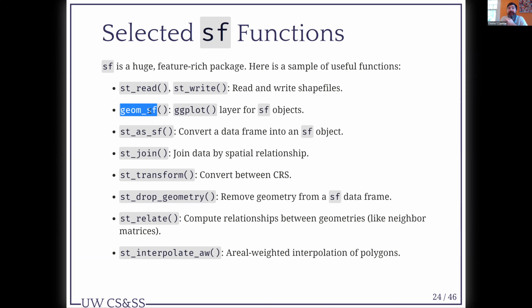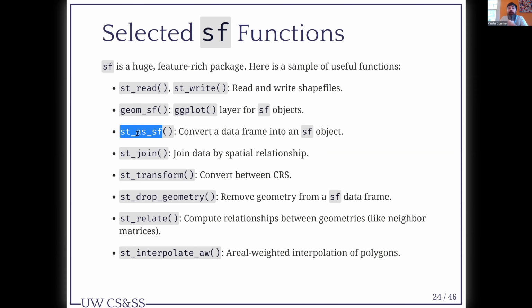Next, geom_sf is a ggplot2 layer for SF objects. This layer simplifies plotting anything in SF. Any SF object that you give ggplot, you can just say plus geom_sf and it figures out the X and Y aesthetics, all that kind of stuff for you and handles plotting it. It makes working with SF objects trivial, as we'll see in a whole bunch of examples in a minute.